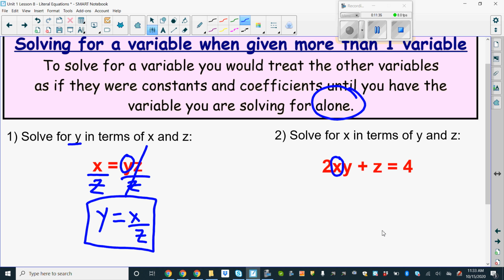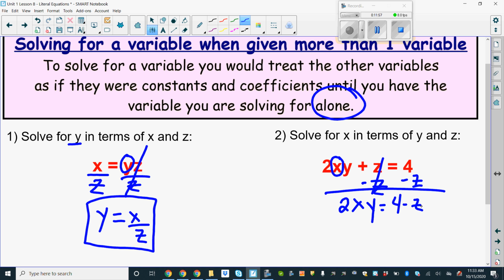So we have this plus z. I need to move that over. So the opposite of plus z is subtract z. Subtract z from both sides. And you're left with 2xy equals 4 minus z. I cannot subtract z from 4. They're not like terms, so you just rewrite it as 4 minus z.